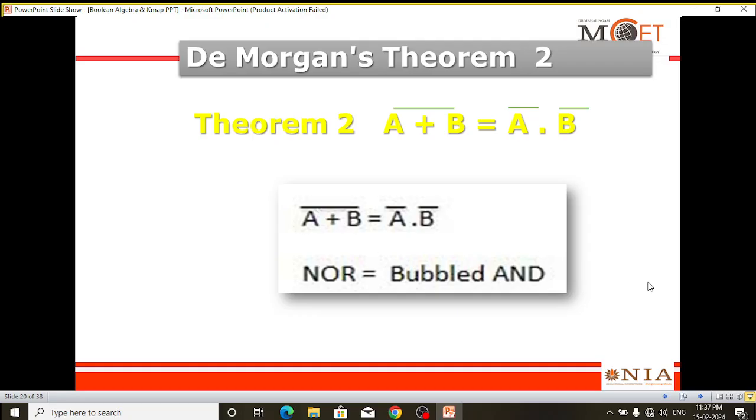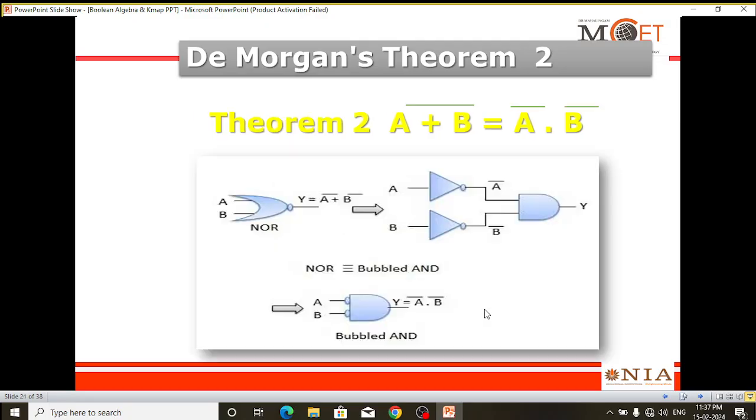Another theorem is for the NOR gate. (A plus B) whole bar is simply the NOR operation. NOR is equivalent to the bubbled AND gate. This also proves the basic logic gate structure for the NOR gate. Again, NOR is equivalent to the bubbled AND gate. This is the symbol for the bubbled AND.